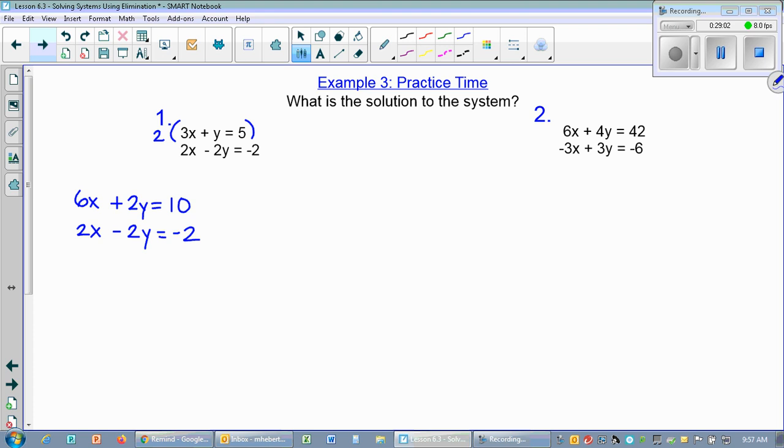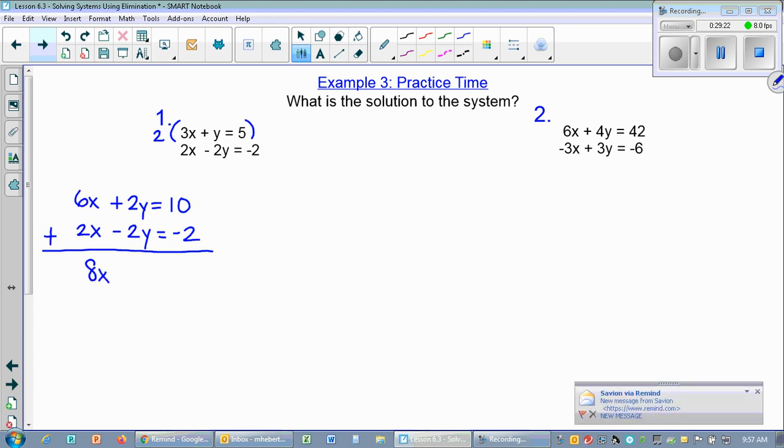Now I know they both have the same coefficient of 2, so they meet the first qualification for both methods. The second qualification is if they are different signs, I add. If they are same signs, I subtract. Well, my coefficients are different signs, so that means I will add all 3 columns. 6x's plus 2x's make 8x's. Positive 2y plus negative 2y is equal to 0. 10 plus negative 2 is equal to a positive 8.